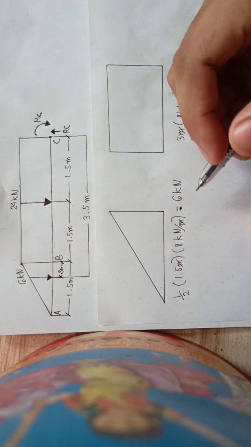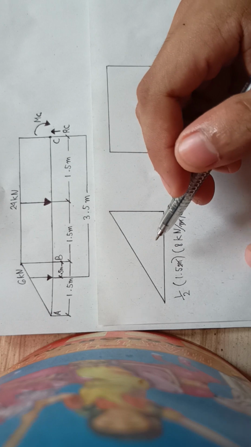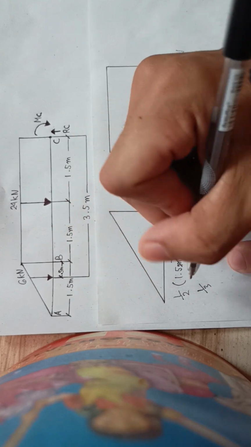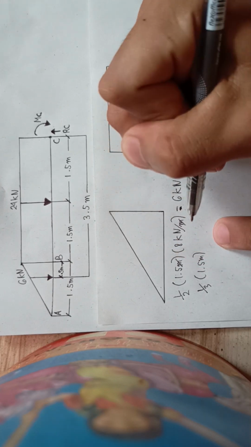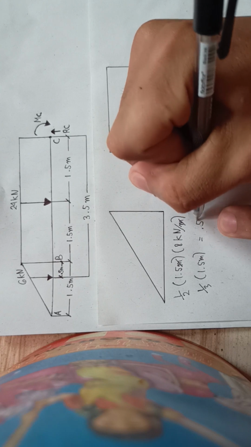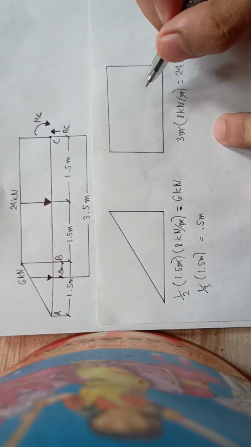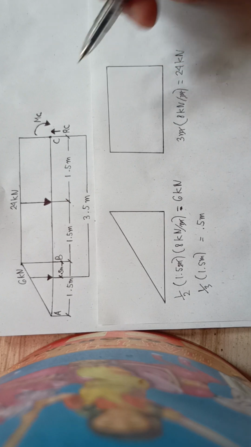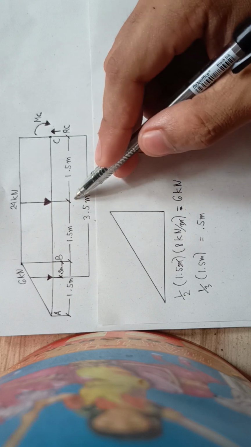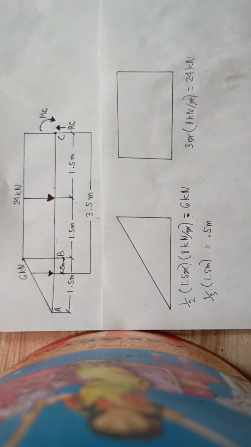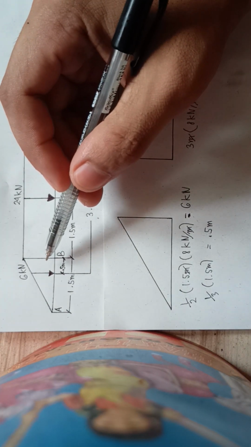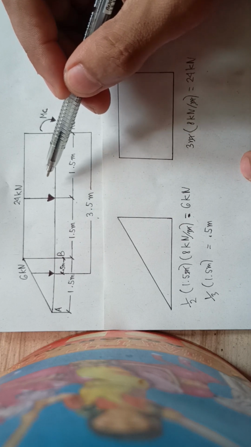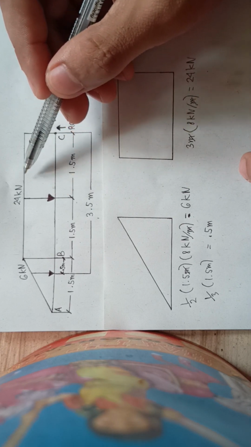To find the location of our concentrated load from our triangle, we should use 1/3 times base, which is 1.5 meter, which is equal to 0.5 meter. Then for the location of our concentrated load in rectangle, which is in the middle of 3 meter, which is 1.5. So this is now our concentrated load from our uniformly varying load, which is 6 kilonewton, and for our uniform load we have concentrated load of 24 kilonewton.